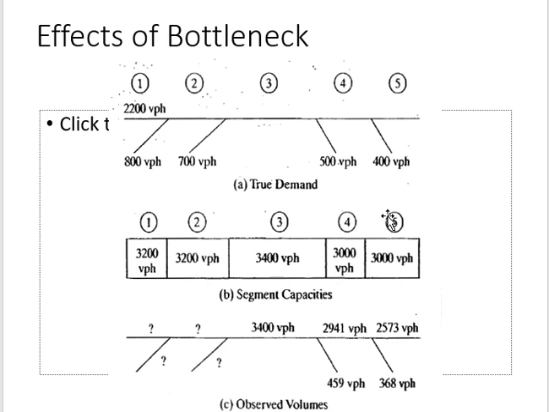Now you can see the direction of the ramp, right? Is it going in or out? In. This one, in. This one, out. This one, out. So this 800 is the demand going in. 700 demand going in. 500 demand going out, and so on. Clear?